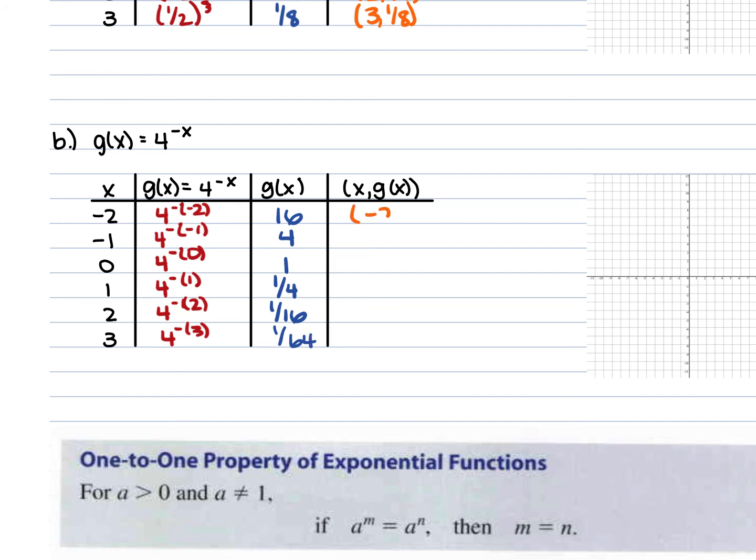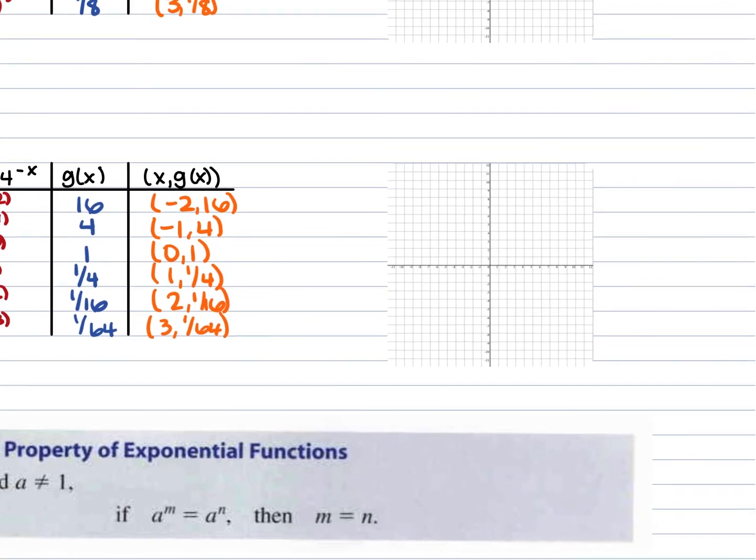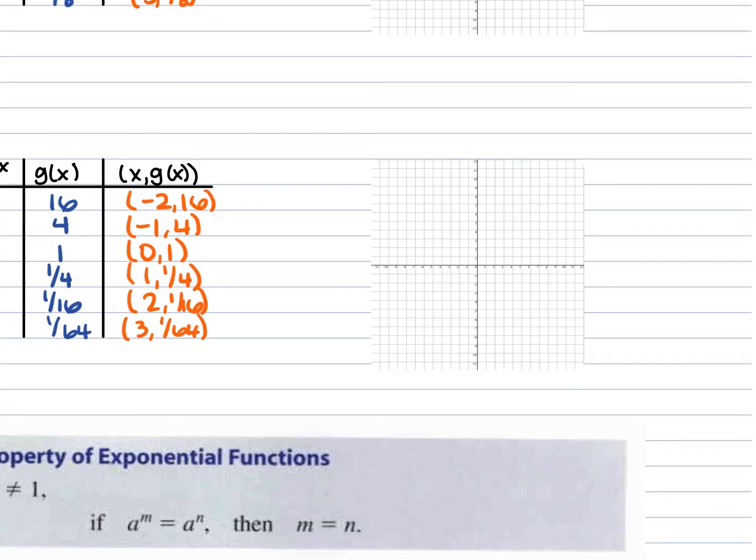So our ordered pairs that we're working with are negative 2, 16, negative 1, 4, 0, 1, 1, 1/4, 2, 1/16, and 3, 1/64. So to plot these, that negative 2, 16 is not going to fit on our coordinate plane. So we'll start with that negative 1, 4, and that 0, 1, 1, 1/4, 2, 1/16, and 3, 1/64. Again, it's going to get really, really close to that x-axis and go up as it goes to the left.